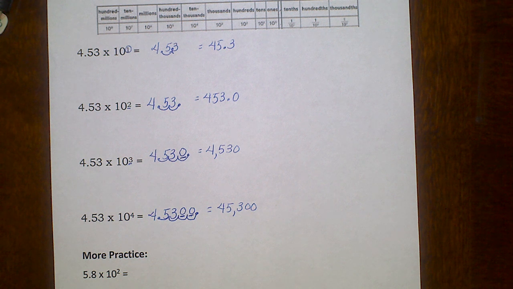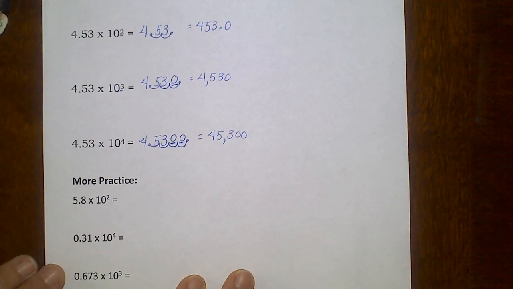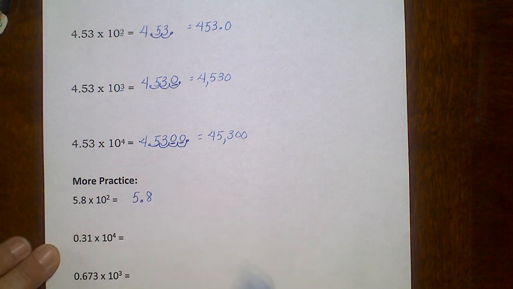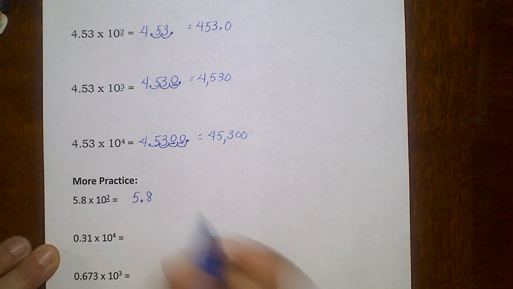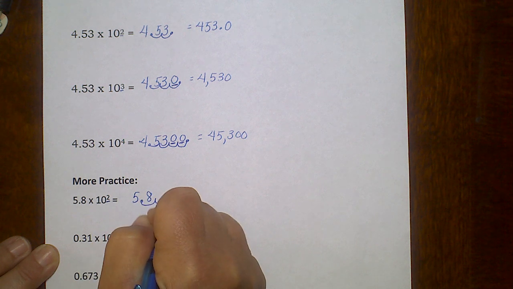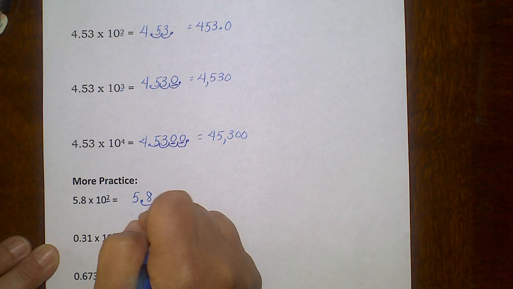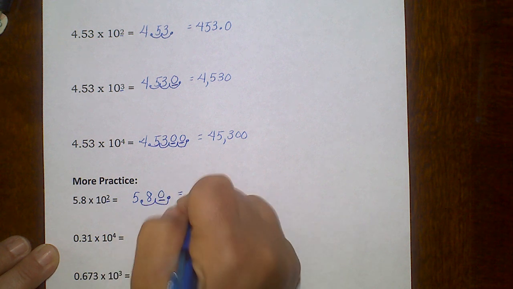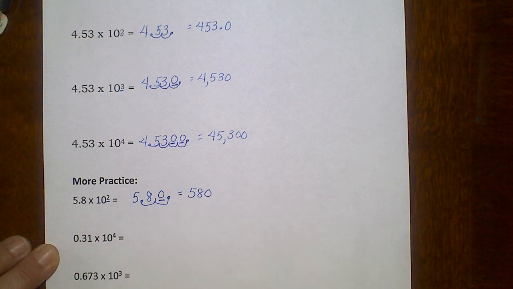I have a few more here for us to practice with. So let's look at the first problem, 5 and 8/10. Again, I'm going to rewrite the decimal. 5 and 8/10 times 10 to the second power, which means multiply by 100. But we're going to use the trick. This is going to tell me to move the decimal point twice. 1, 2. That's where the decimal point goes. I have an empty place. I put in a 0. So that means the final answer is 580.